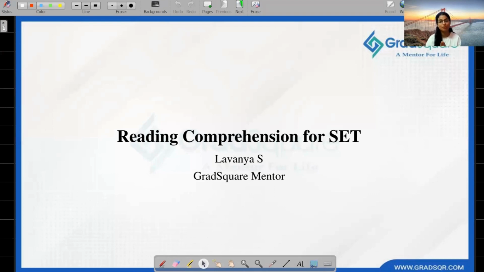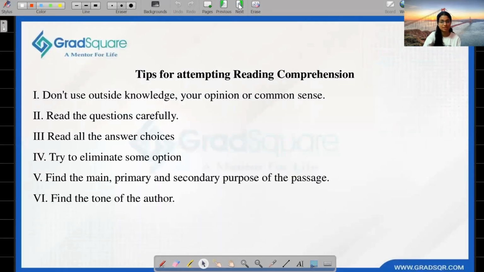So today's topic of discussion is reading comprehension, especially for the SEAD exam. Yes, so let's get started. The first thing I want to focus on is the tips for attempting reading comprehension. So these are the tips I want to focus on.